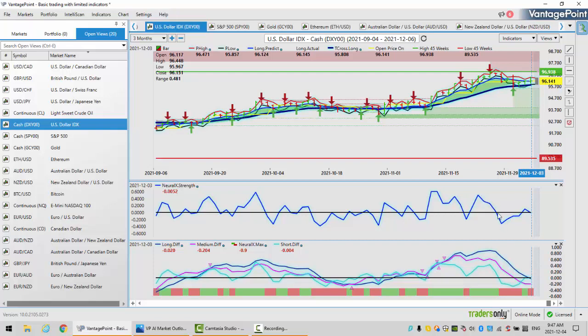Now, our neural index has been sloping down and we've had a bit of a recovery, but you'll notice that even if I just put a bit of a trend line onto this particular neural index strength indicator, that's not looking very well. And now we're starting to break down below the zero line. So even though we had a good non-farm payroll number, it's not a given that the dollar is just going to go higher because of that.